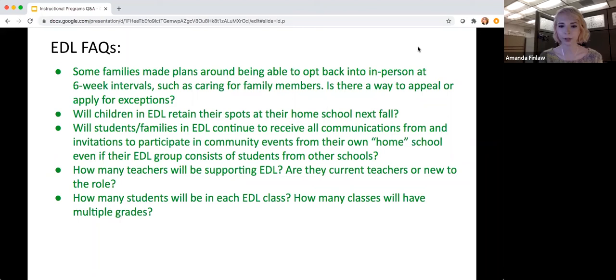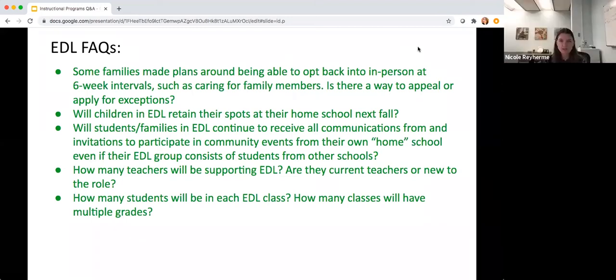How many teachers will be supporting EDL? Are they current teachers or new to the role? For this question, we really don't have a concrete answer for you yet, because we don't have our final EDL numbers until our survey closes. How many of our students officially opt into it will determine the answers to these questions.